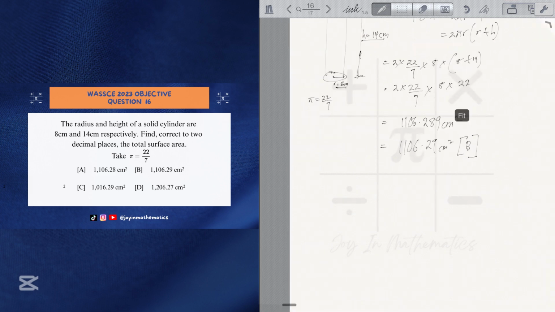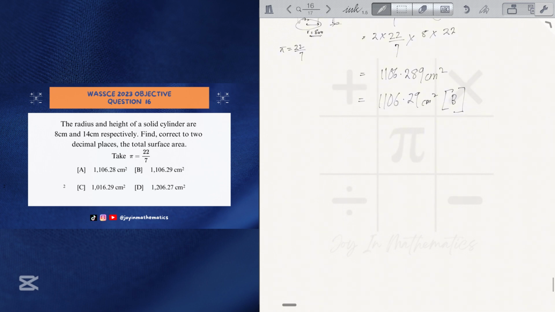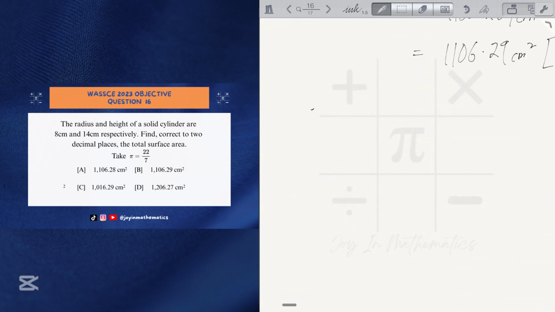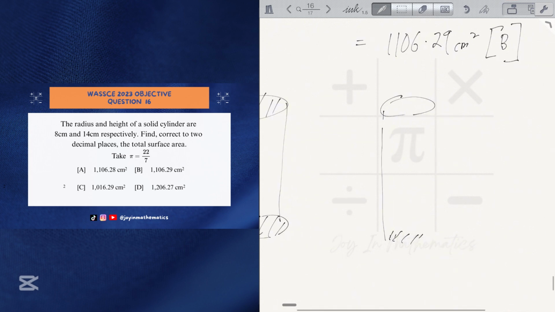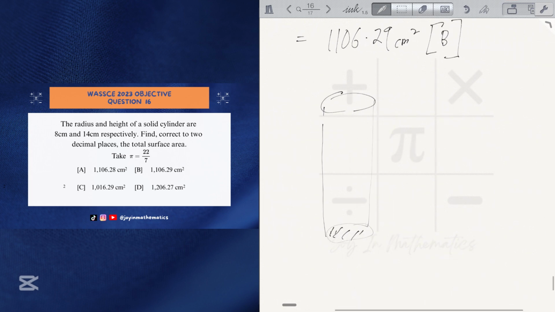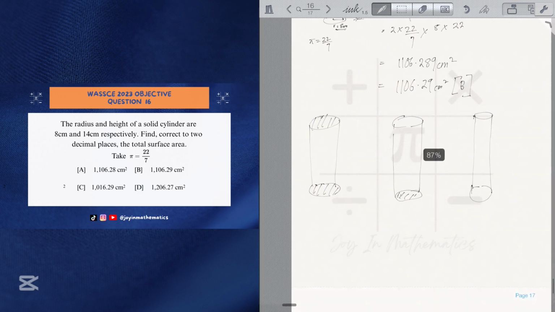Now, we want to look at something special about this question. The question says a solid cylinder. Now, when it comes to total surface area of a cylinder, we can have the total surface area of a solid cylinder. Solid cylinder means it is closed at both ends. We can also have another cylinder that is open at just one end, maybe closed at the other end. And likewise, we can have a cylinder that is open at both ends. Now the question is, what is the total surface area of each, considering that they all have height and radius?